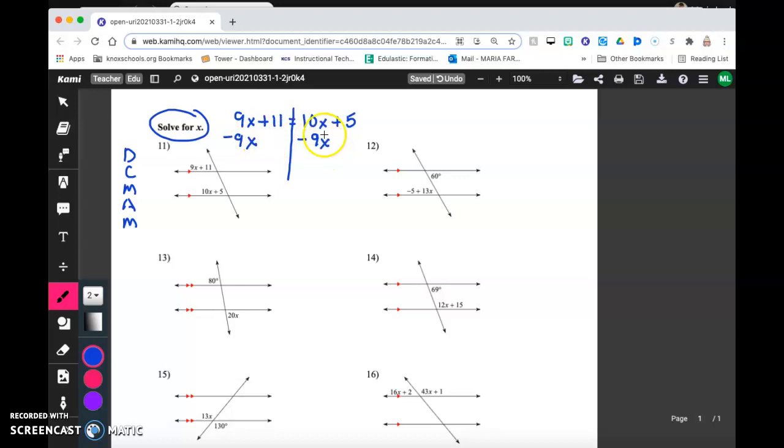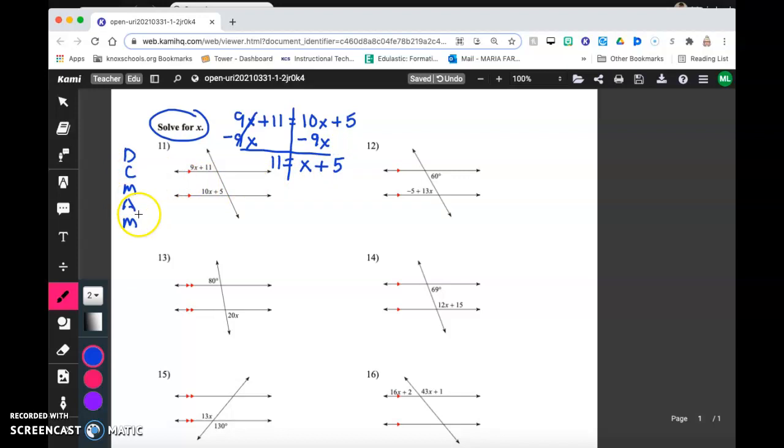Notice how I subtracted from like terms, because the x's have to go with the x's, the constants have to go with each other. 9x minus 9x is 0, so I get left with 11 on this side. 10x minus 9x is 1x, and then I still have that plus 5.